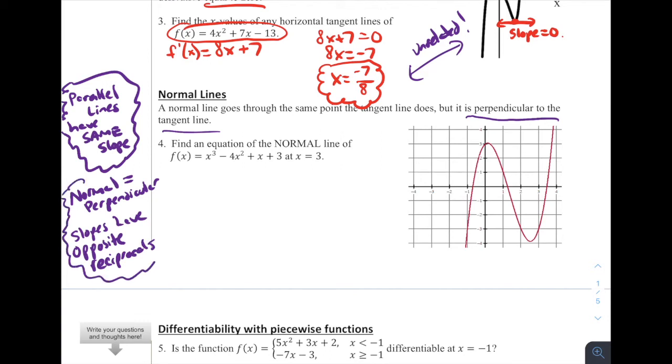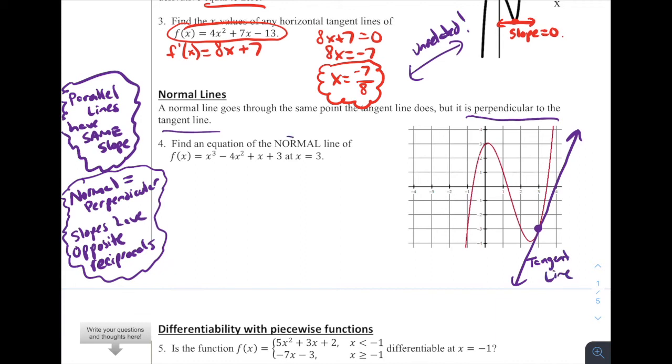So using some of those fun facts from Algebra 1, if we're going to find the equation of the normal line, then we would need to find something that has an opposite reciprocal of the slope of the line that we're looking at. All right, so we have a graph over here of this function x cubed minus 4x squared plus x plus 3 at x equals 3. If we go to x equals 3, we can see this is the point that we're talking about over here. Now, if I draw here, we can draw our tangent line. Right, this would be our tangent line.